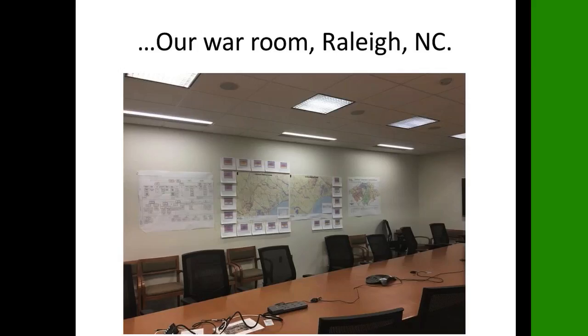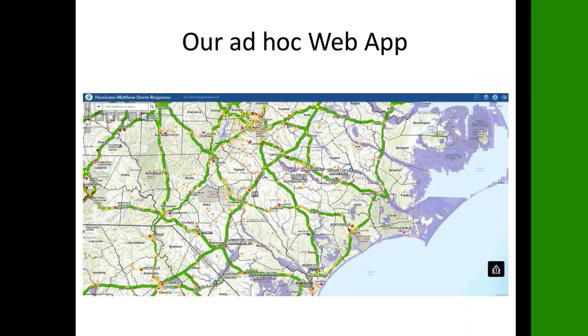So this was the actual war room. This was in Raleigh, and you can see there are actual paper maps printed out surrounding that map there. We included a custom printing option with our app. People could print whatever size they needed, and it ended up being very, very successful. That's the web app. I can't show it to you, unfortunately, but I can show you a screenshot.